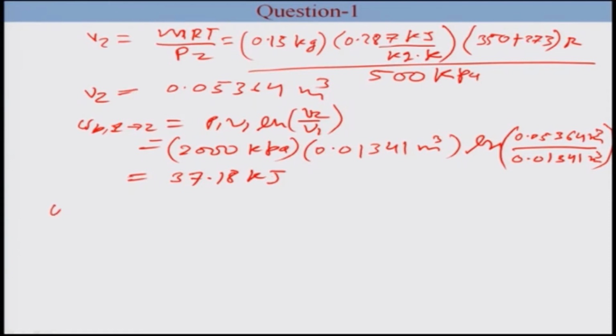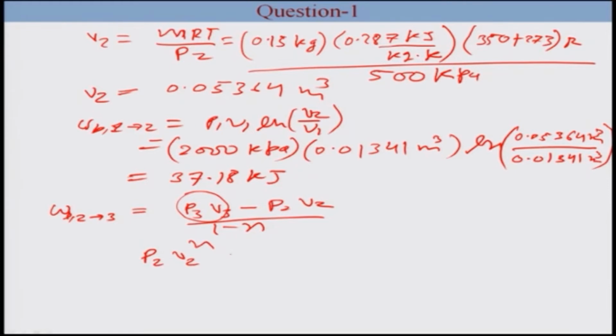Now we have to calculate the work in polytropic compression. In this polytropic compression, the work from state 2 to state 3 is equal to P3 V3 minus P2 V2 divided by 1 minus n. Since we don't have information about state 3, we need to find P3 and V3. This can be obtained from the equation of state for a polytropic process.